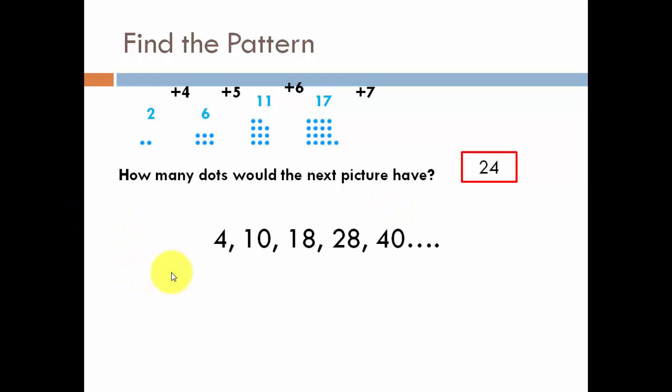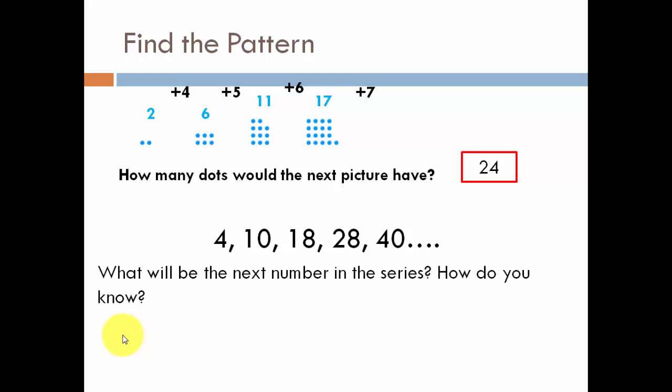Next, here we have a list of numbers. What will be the next number in the series and how do you know? So again, first try to find the difference between the numbers. Between 4 and 10, we're adding 6. Between 10 and 18, we're adding 8. 18 to 28, we're adding 10. And 28 to 40, we are adding 12.